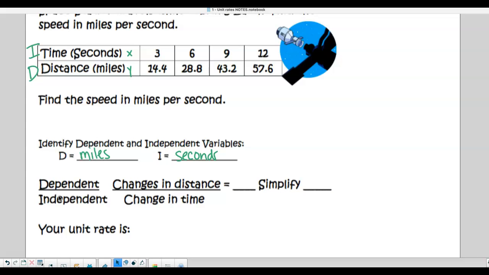That seems to make sense, right? That makes sense in kind of any miles per hour, miles per second, doesn't matter. How long I'm driving in my car, or the number of miles I go depends on how long I've been driving in my car. Okay? So we need to find the change in distance. Dependent goes first over independent. What is this number changing by every time? What is it going up by, Lexi? Okay, we're always adding 14.4.